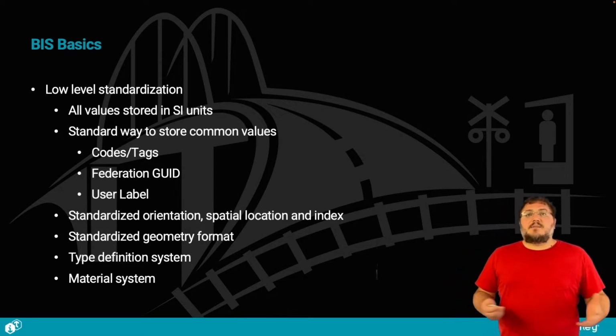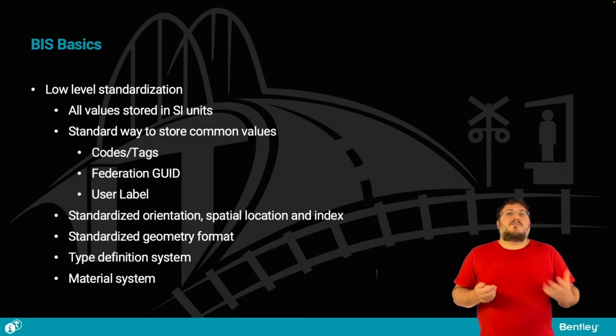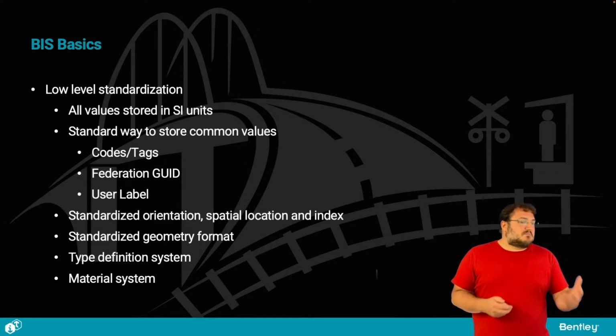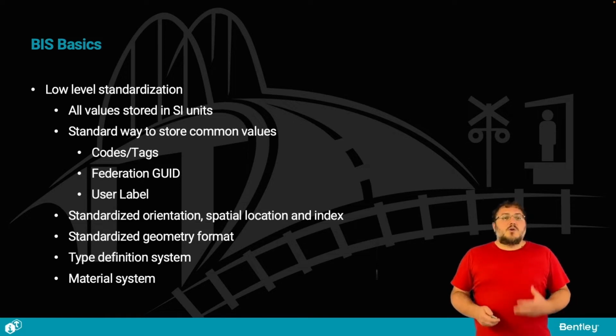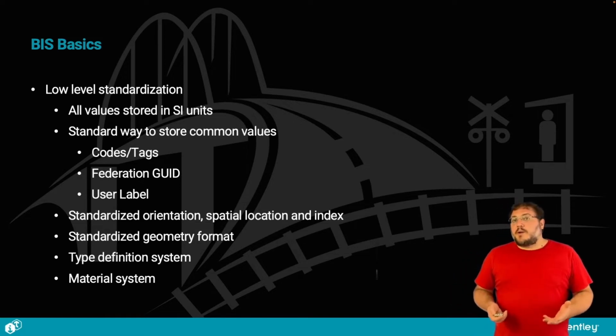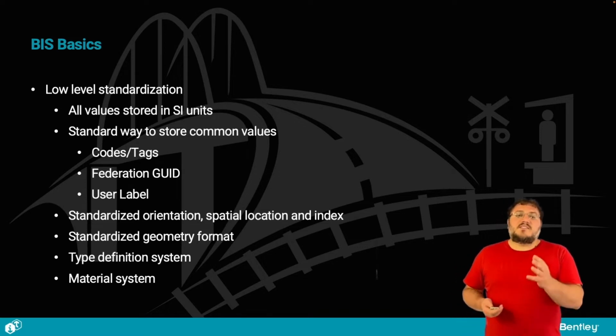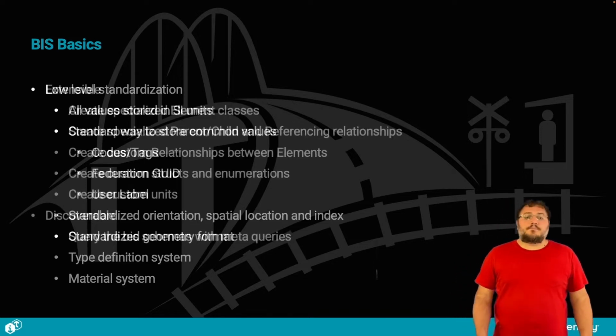And finally, I'll highlight the material system. This is a physical material system, is probably a more accurate word. This lets you identify whether something's concrete or steel or asphalt or what have you. There's a standard way to do it all throughout the system. So no matter what schema you're dealing with, you have standard ways to figure out all these things and more.